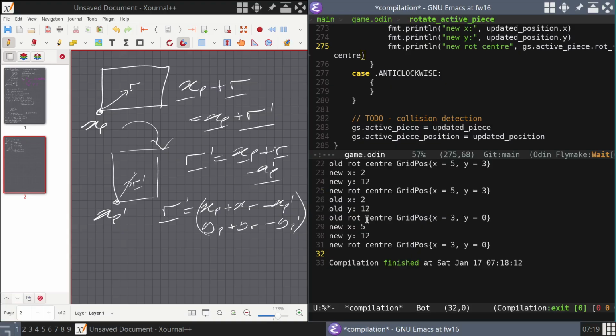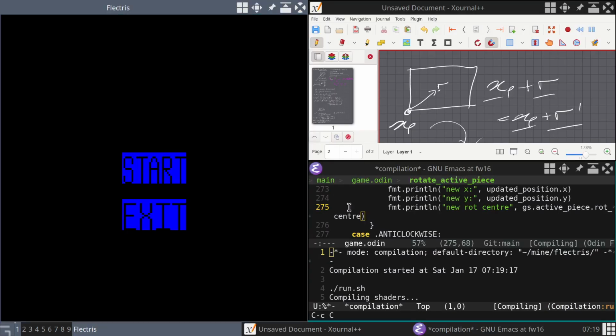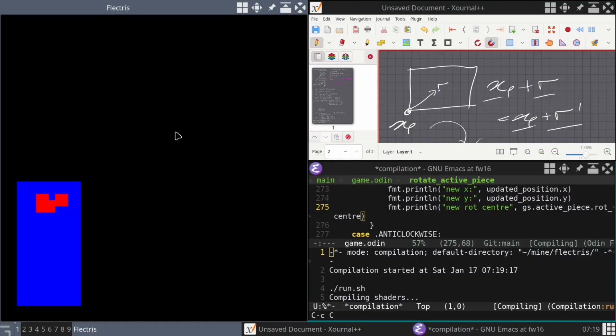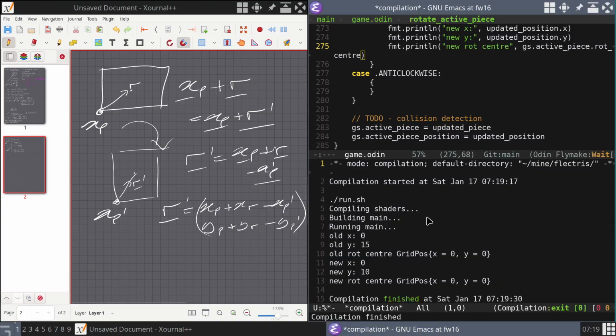Okay, let's do a single rotation, so we get just one of these. Right, so we put ourselves somewhere where it fits. That should fit if I do it there, right? So we were at 0, 15. Our rot center was 0, 0. We do the rotation, and our rot center is moved by 5. Can that be correct? I don't think that can be correct, can it?